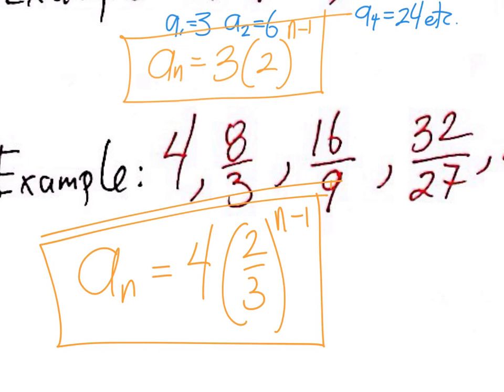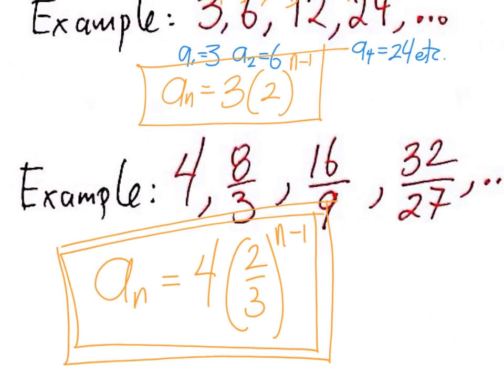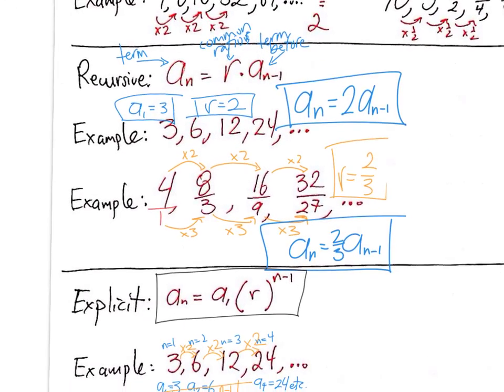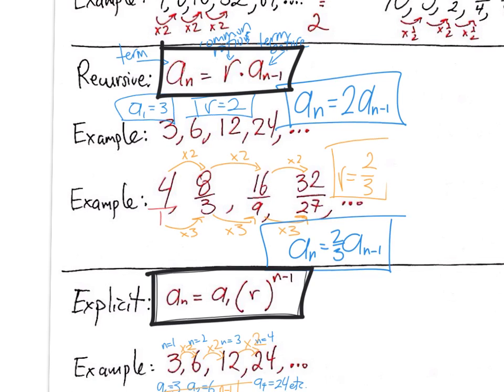Alright, so last week we recognized patterns and we tried to come up with formulas by ourselves. Here, these are basically general formulas that will help you if you're trying to come up with an explicit or a recursive formula. So again, these are both for geometric.